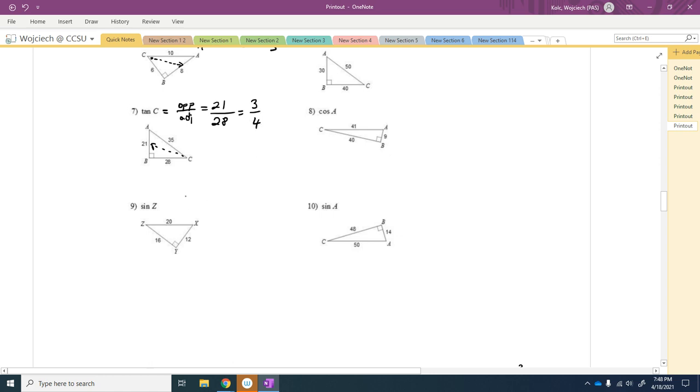Okay, and example number 9, sine of angle Z. So I'm sitting over here. Sine is opposite leg over hypotenuse. So this would be 12. Hypotenuse is the longest side across from the right angle, which is 20. If you simplify this, divide by 4, divide by 4, so that would be 3/5.